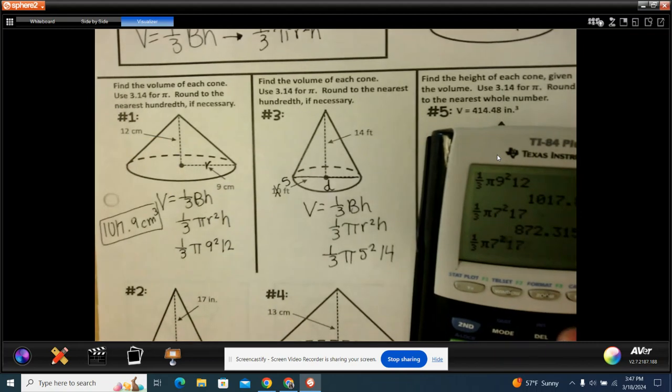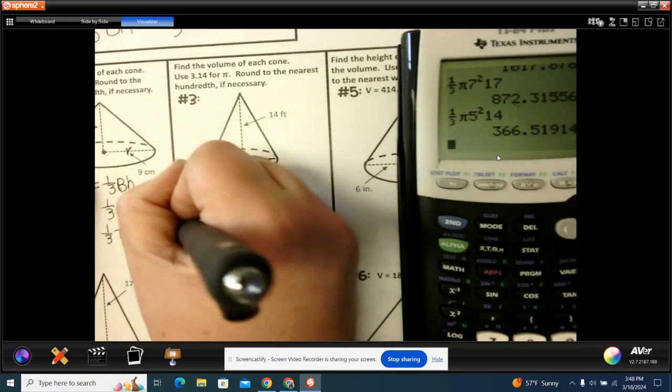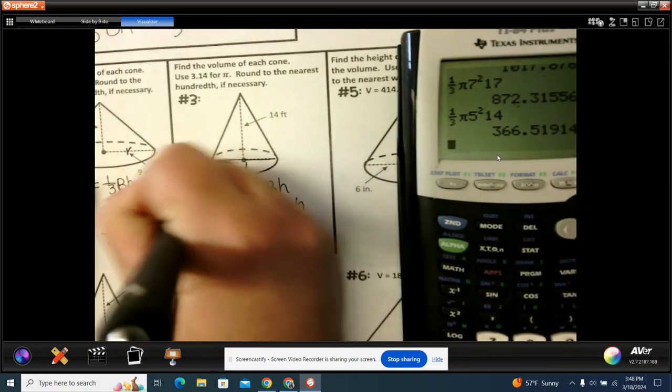So I'm going to type in 1/3 pi, 5 squared, 14, which is 366.5 feet cubed.